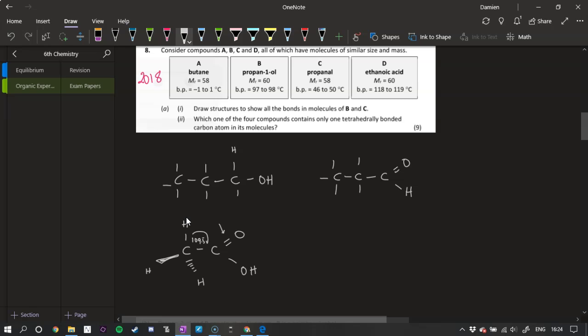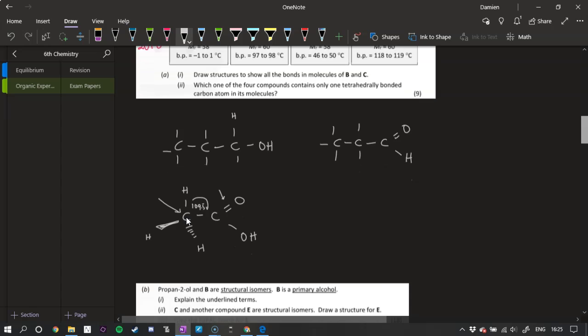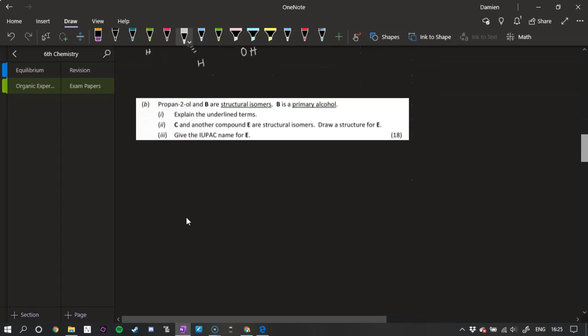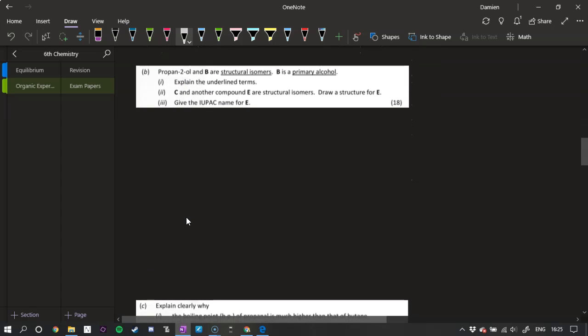Whereas the other bonds have got different angles. So this is the tetrahedral carbon, this particular one here. Okay, move past A onto B. Propan-2-ol and B are structural isomers, and B is a primary alcohol.